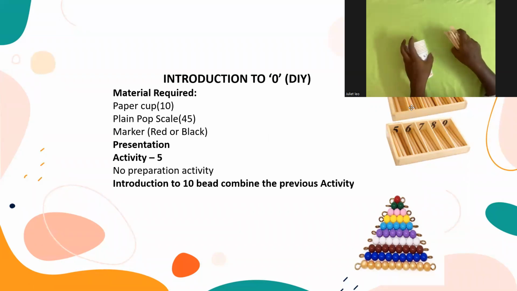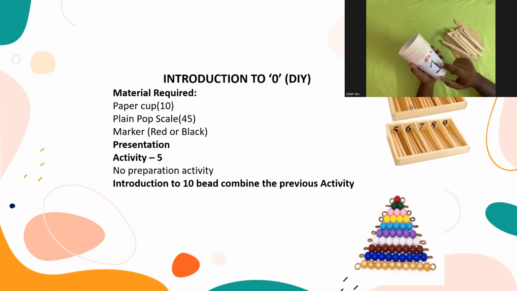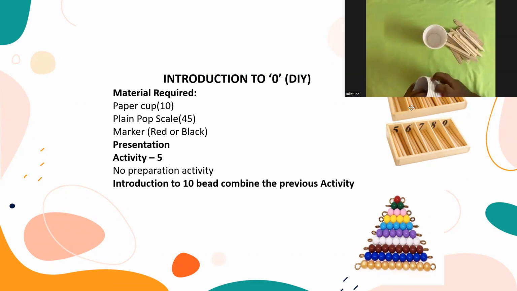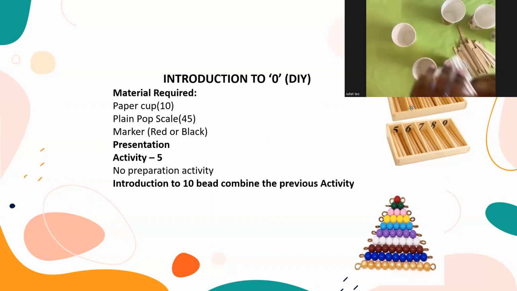The popsicle stick count will be 45. Take large size paper cups, write some numbers on paper and paste them on them. I have to introduce this particular activity; the child will be very strong in the quantities. So I have the cups from 0 to 9. Only 0 to 9, not 0 to 10.